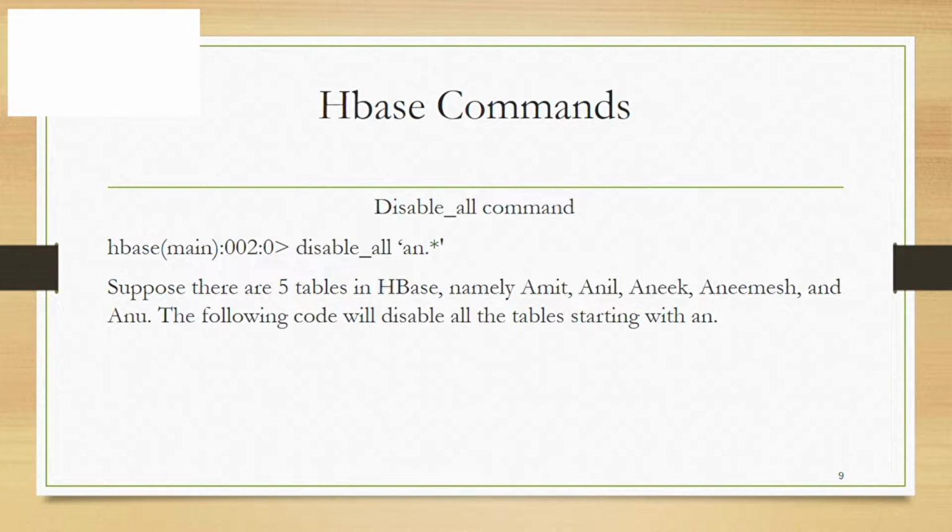There is another scenario. Suppose there are five tables in HBase like Amit, Anil, Anik, Animesh and Anu. So with the help of disable_all, we can disable all the tables whose name starts with A and N. For this we can simply write disable_all within quotes an.*. That means with the help of this command we can disable all the tables whose name starts with A N.